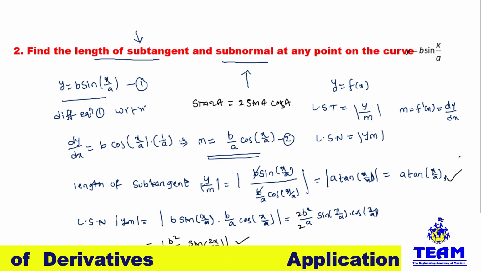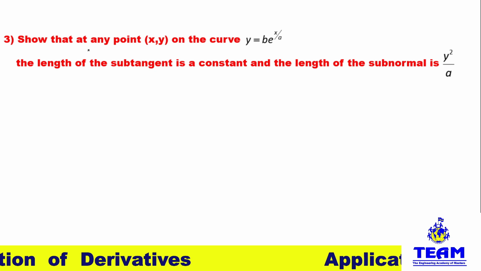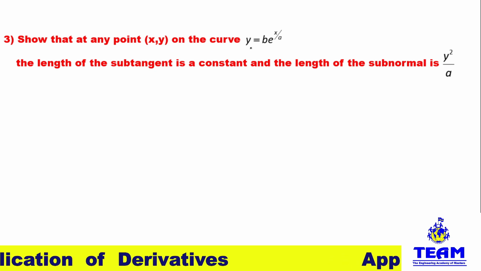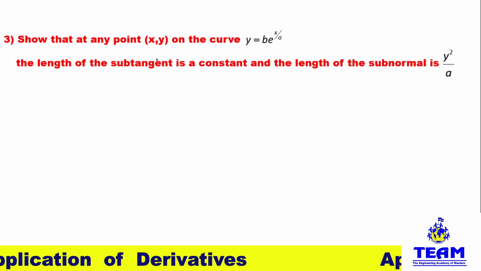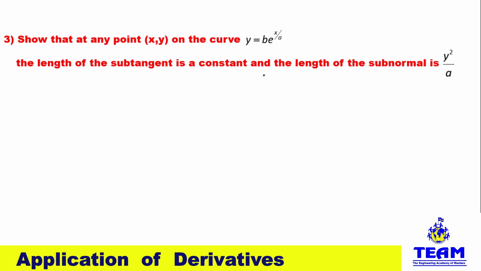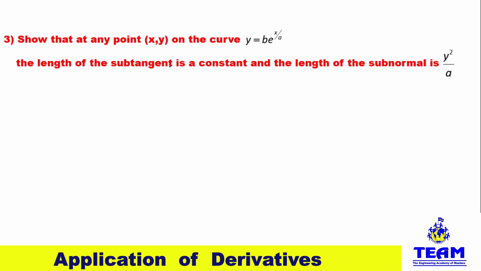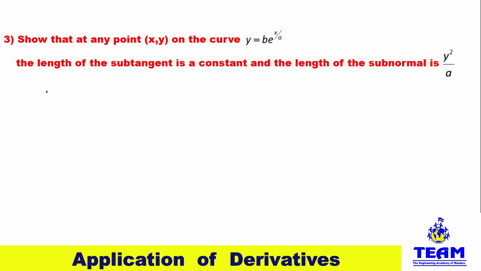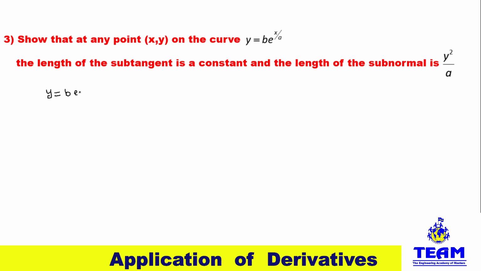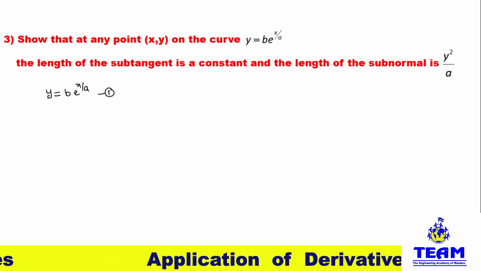Now coming to the third problem. Friends, third problem they are given: show that at any point (x, y) on the curve y is equal to b into e to the power of x by a, the length of subtangent is a constant, and the length of subnormal we have to prove is y square by a. So friends, by observation, the given curve is y is equal to b into e to the power of x by a. Consider this as equation number 1.